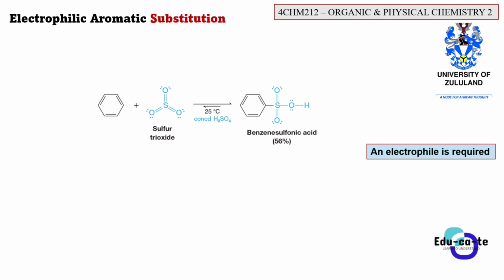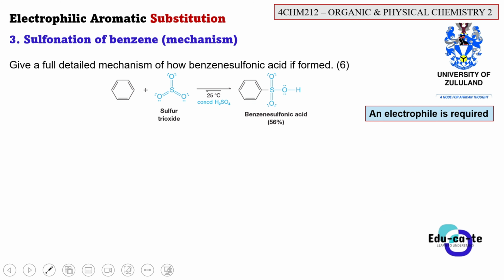If they say give a full detailed mechanism of how benzene sulfonic acid is formed, even if they just give you a statement without showing you a diagram, you must know that benzene sulfonic acid is a benzene ring connected to SO3H. Okay, that's benzene sulfonic acid. So we want to try and indicate how this electrophilic aromatic substitution reaction occurs.